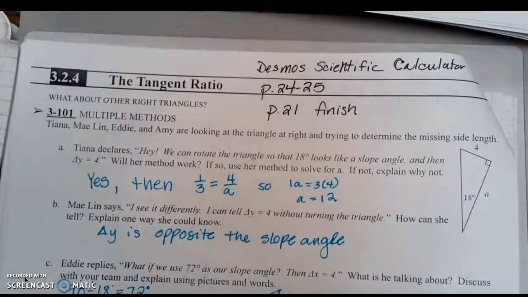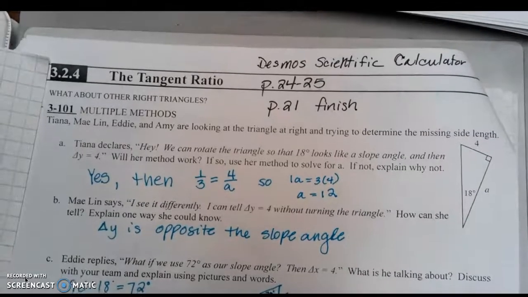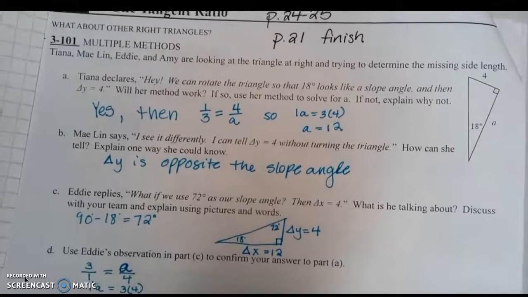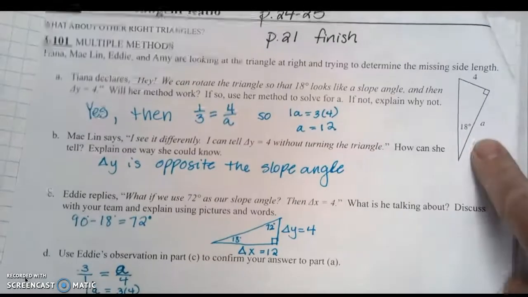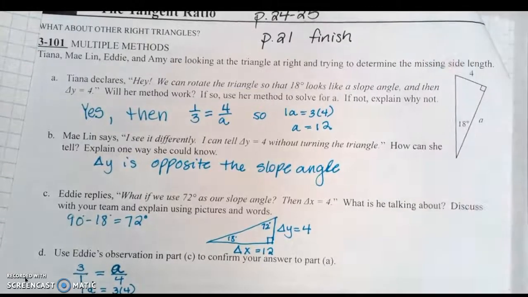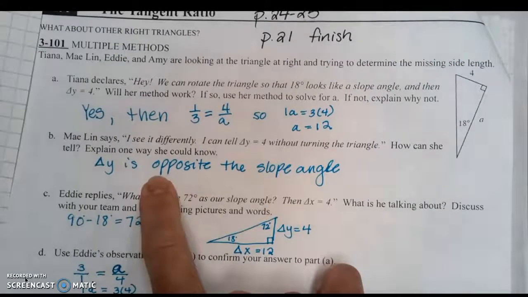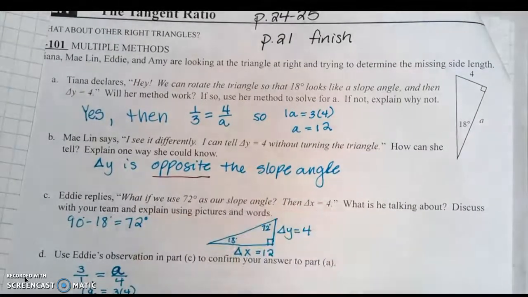For part B, it says, Maylin says, I see it differently. I can tell the change in y is 4 without turning the triangle. How can she tell? Explain one way she could know. Okay? In this case, the change in y is opposite whatever the slope angle they're giving you. So if they're giving you the 18 degrees, you just want to look opposite of wherever it's at. So this keyword, opposite, go ahead and underline it.